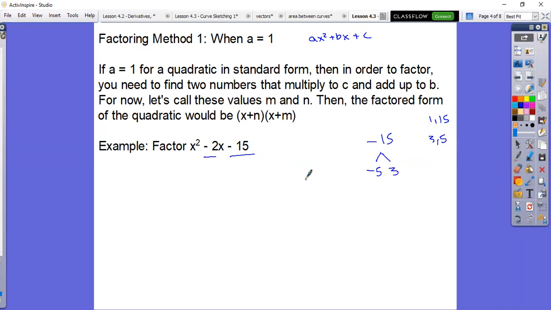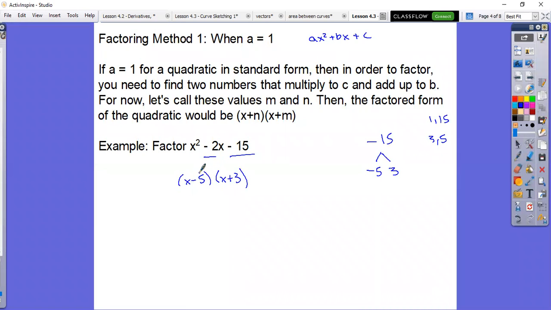If I break this down into negative 5 and 3, then negative 5 is one of my numbers, so one of my factors is going to be x minus 5. Positive 3 is another number, so my other factor is going to be x plus 3. And this is the factored form of this quadratic.